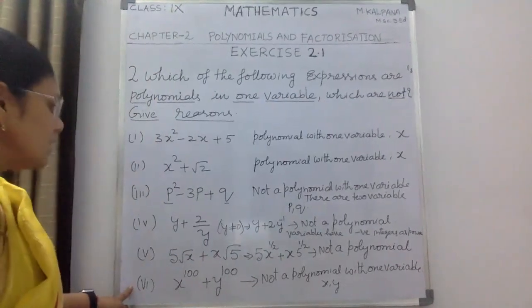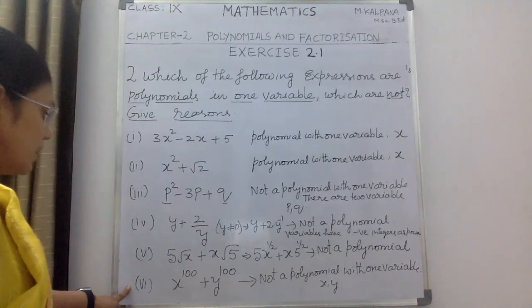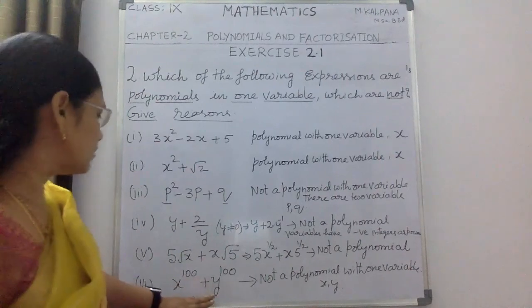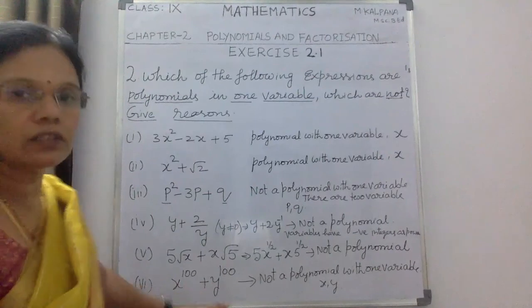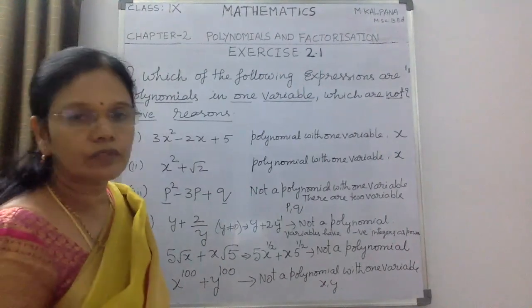Coming to the sixth one, it is a polynomial, but it is not a polynomial with one variable. It is a polynomial with two variables. Understand, children?